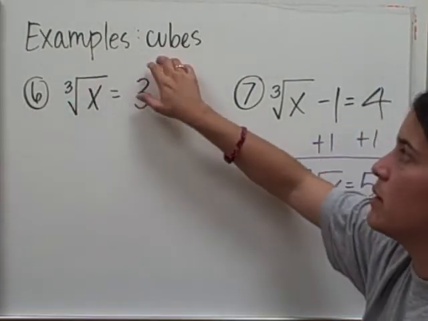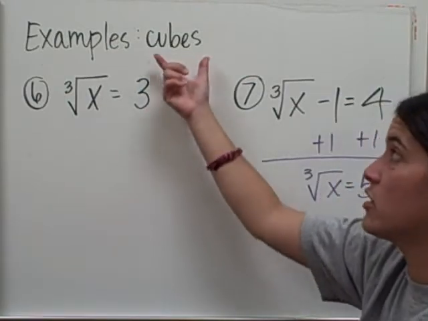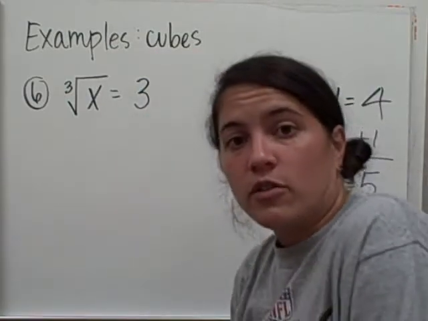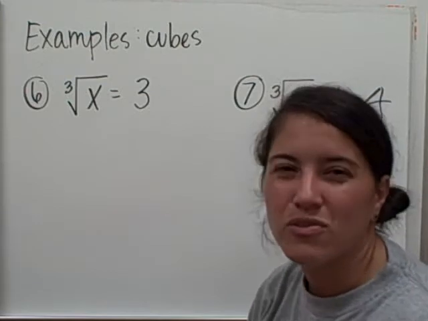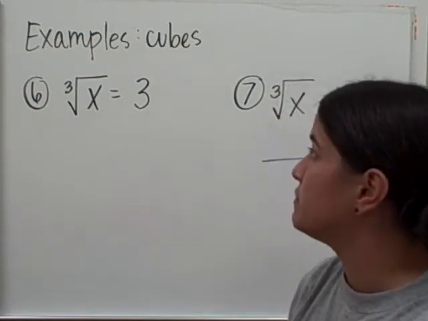So next let's do some examples with cubes. We've done some examples with square roots and squares, so now let's focus on cubes. I gave you a chart earlier with all the cubes of 1 through 10, so those are something that you might want to consider memorizing or at least refer back to.